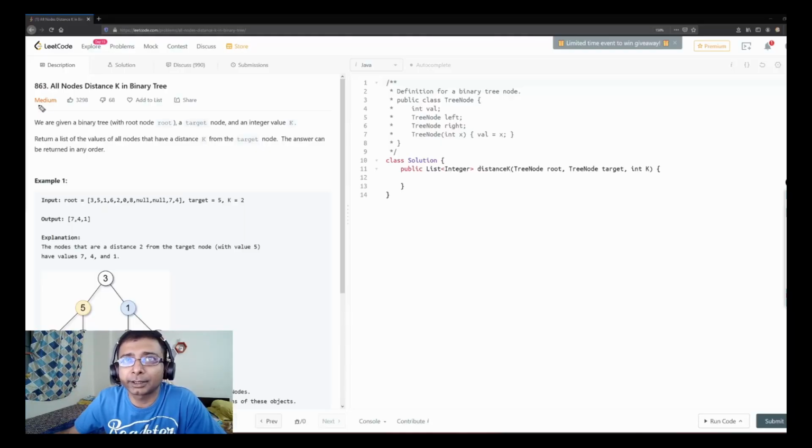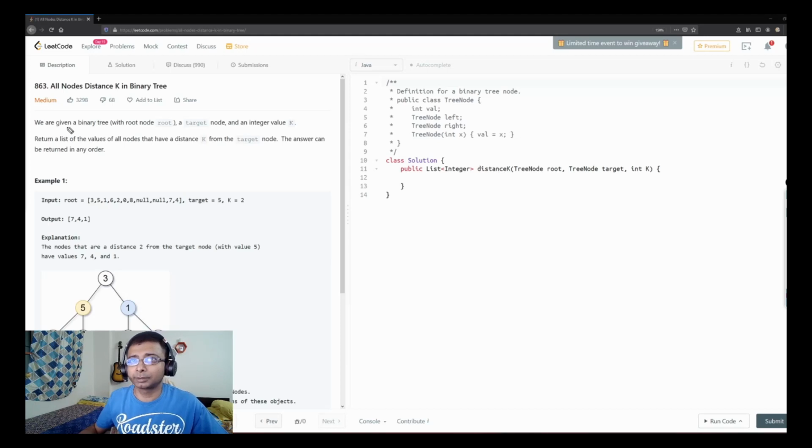So today we are again going to look at a medium level problem from Leetcode. The problem number is 863. It's All Nodes Distance K in a Binary Tree. So we are given a binary tree with the root node denoted by root, a target node and an integer value k. We have to return a list of the values of all nodes that have a distance k from the target node. The answer can be returned in any order.